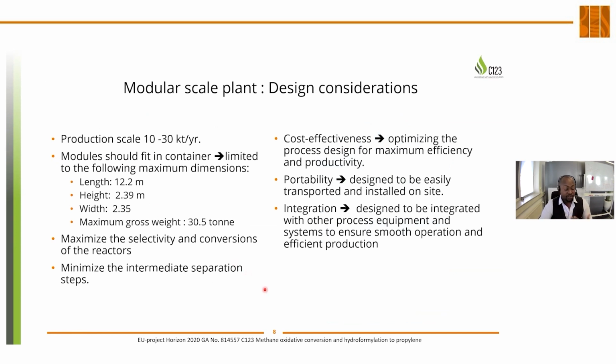But it's very important in this project, especially when it comes to modular processes, that we maximize the selectivity and the conversion, because this helps us minimize the intermediate separation steps. Of course, if you have fewer separations, the process automatically becomes more cost effective and more efficient. This is how you can combat the economy of scale issue.